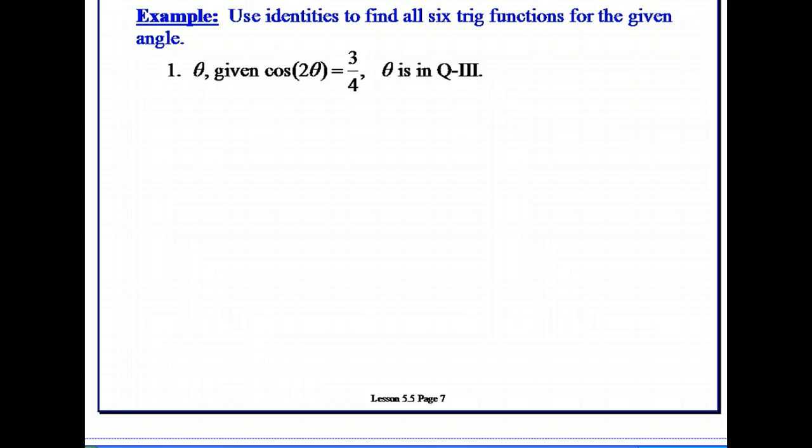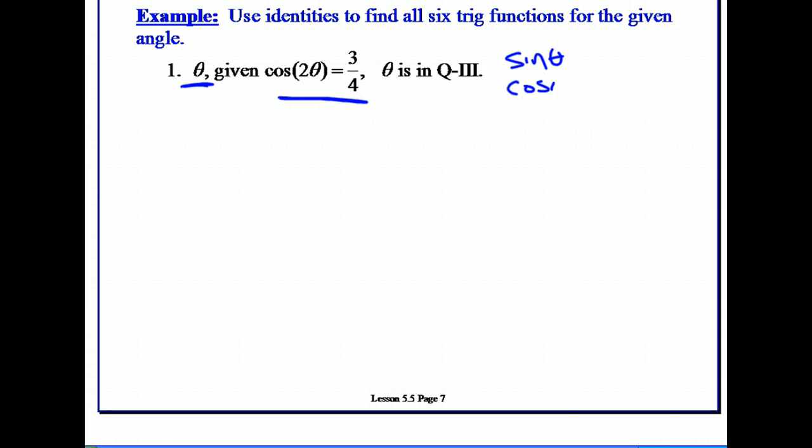All right, so questions are going to look like this. We're on page 7 now in your note packet. Use identity to find all 6 trig functions for the given angle. What happens is they're going to give you the cosine of 2 theta, and they want the sine of theta, the cosine of theta, the tangent of theta, and all the reciprocal functions too, the cosecant, the secant, and the cotangent.